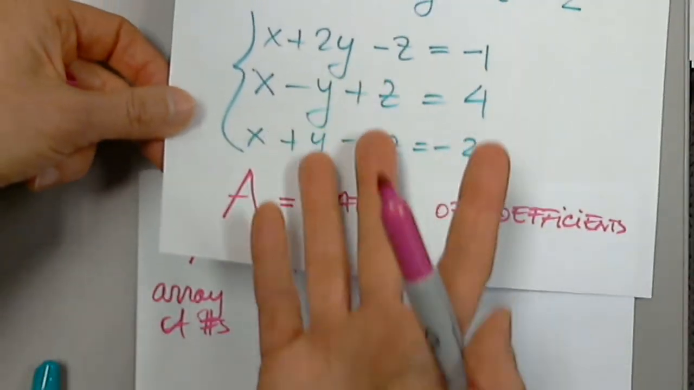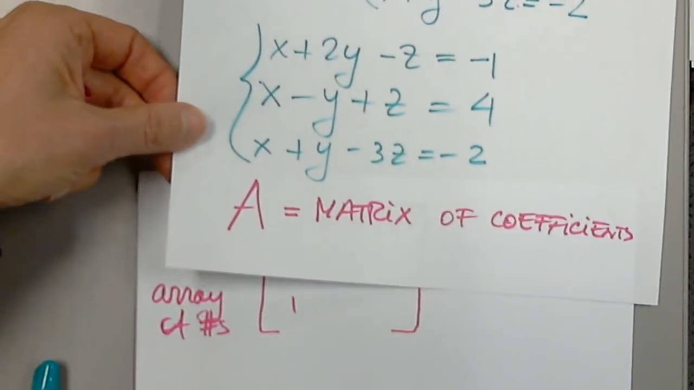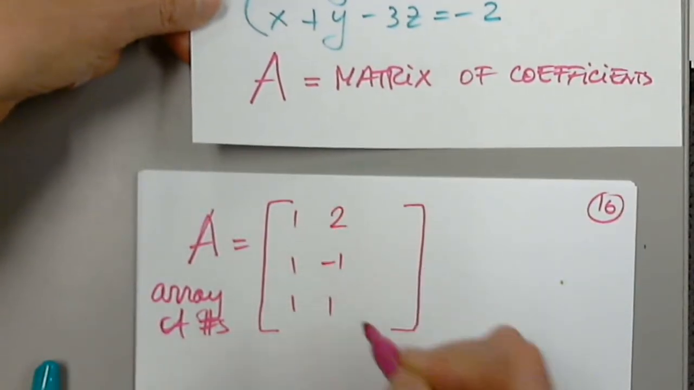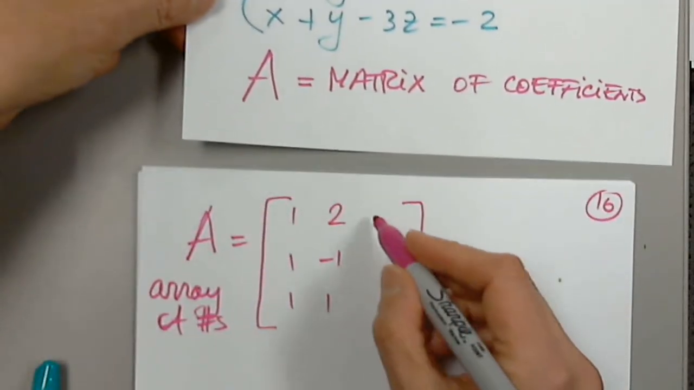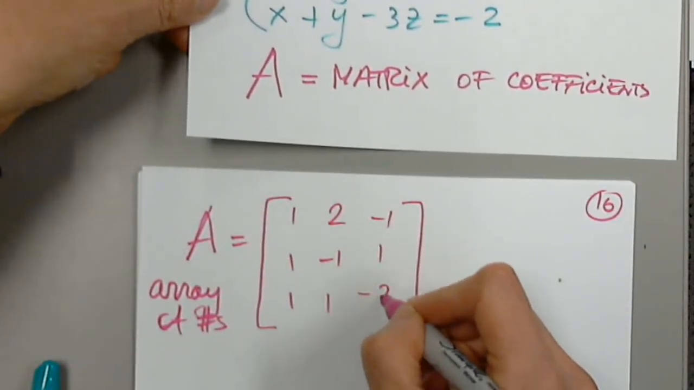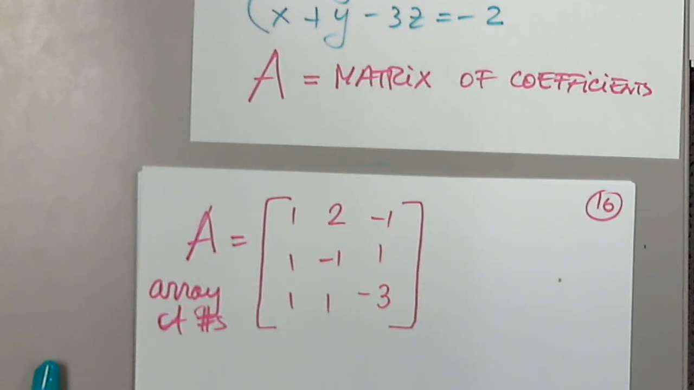Can anyone dictate the coefficients for y? Very good. 2, -1, 1. Perfect. And for z? -1, 1. 3, negative 3. Yes, good. So we established the matrix of the coefficients of the system.